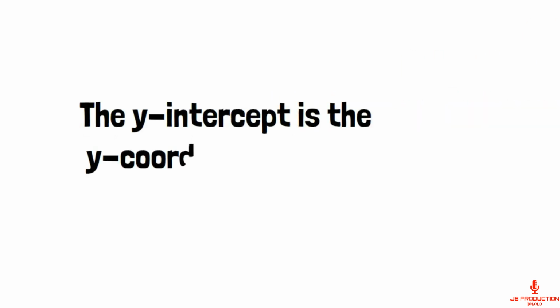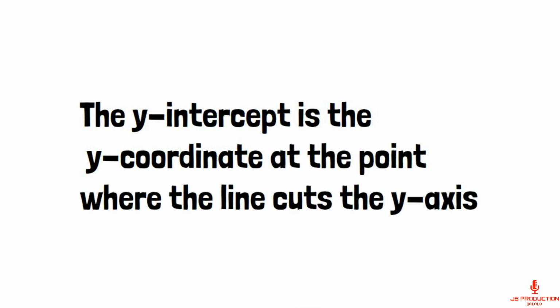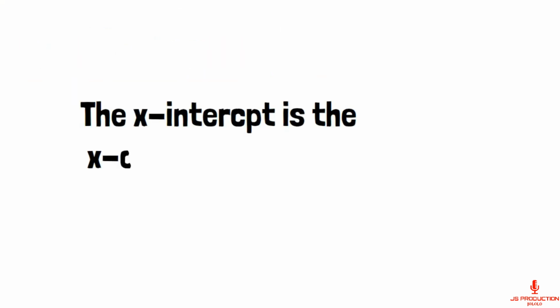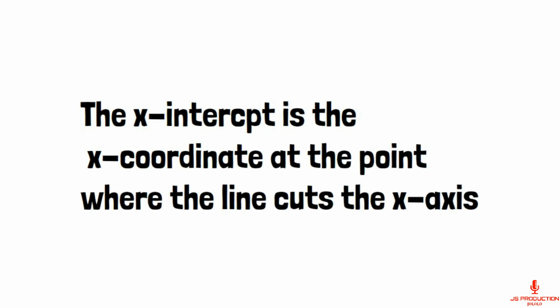The y-intercept is the y-coordinate at the point where the line cuts the y-axis. We can also say that the x-intercept is the x-coordinate at the point where the line cuts the x-axis. So we have said that the standard form of the equation of the straight line is y = mx + c.